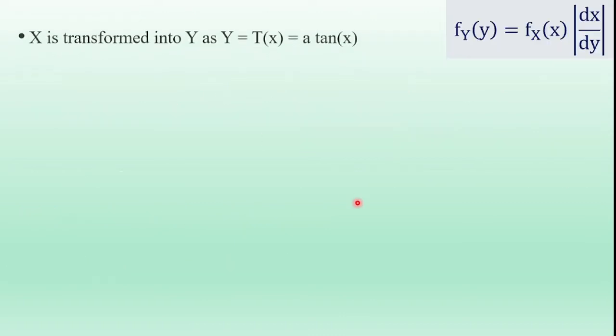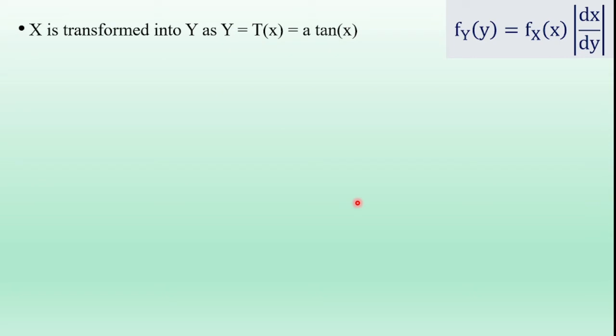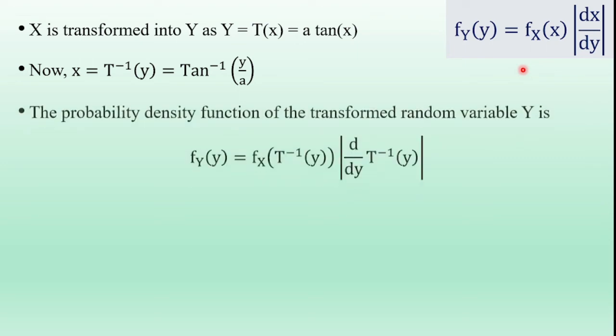After that, the random variable X is transformed to another random variable Y. Given that the transformed random variable Y is equal to the transformation of X, which is equal to a tan X. From this equation, X is equal to tan inverse of Y by a. We know that for a one-to-one or monotonic transformation, the probability density function of random variable Y is the probability density function of random variable X times the determinant of dx by dy. This is the equation of one-to-one or monotonic transformation.